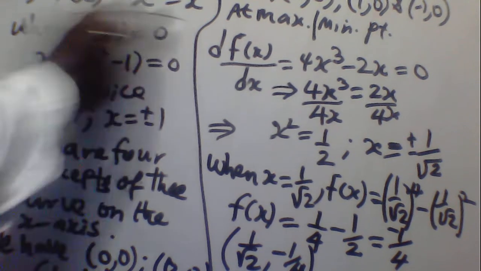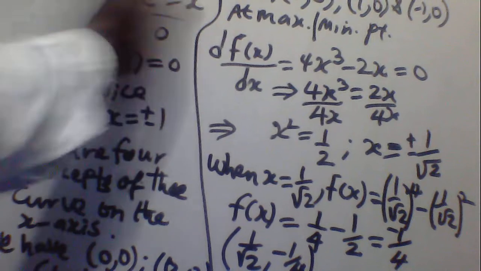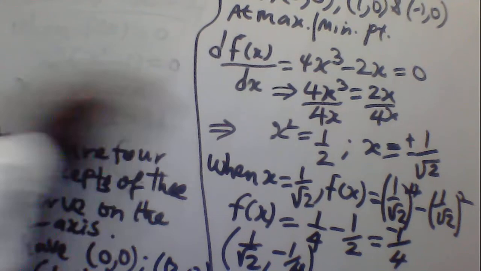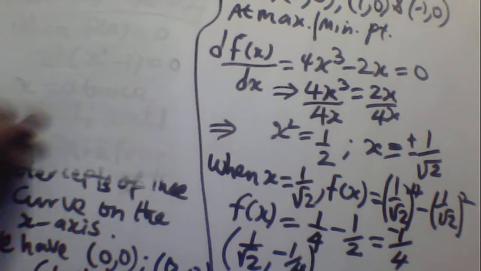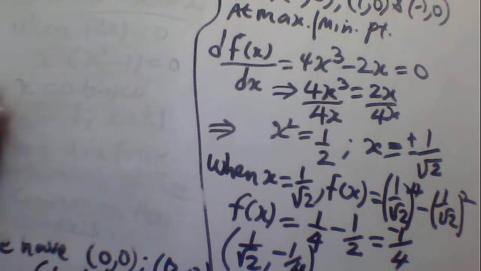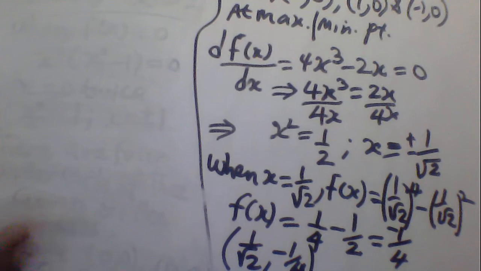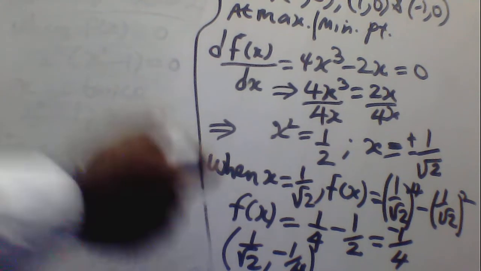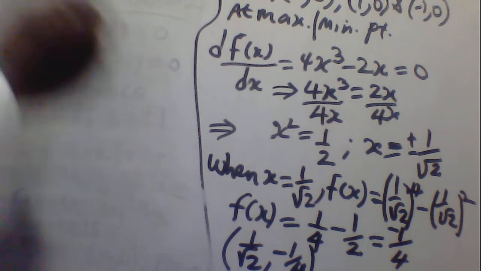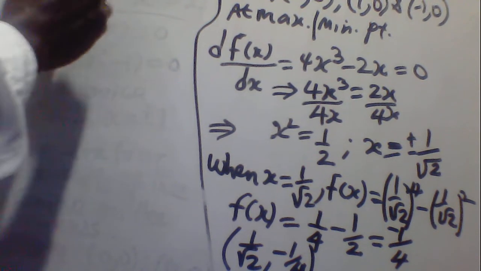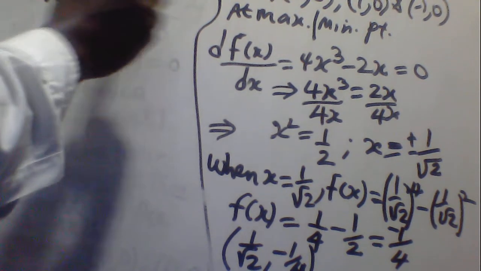So from here, we can clean. Pause the video, go through what we did. You can always pause at any interval to understand what we did here before proceeding. So we have gotten the first value of the turning point. That is, the first one now is 1 over root 2, minus 1 over 4.